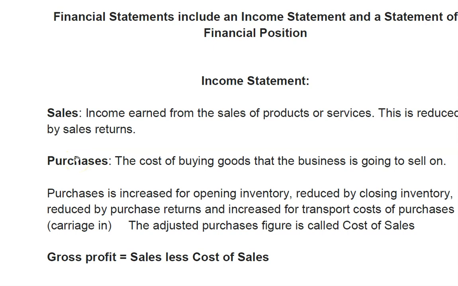Sales less purchases, and that's the cost of buying goods for resale or goods that the business is going to sell on. And then purchases in itself gets adjusted for opening inventory, closing inventory. It gets reduced by purchase returns, and if there are any transport costs of purchases, sometimes called carriage in. We look at those items, and sales less purchases gives you gross profit.